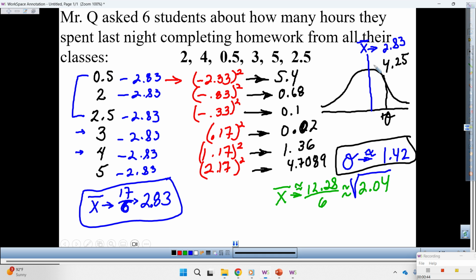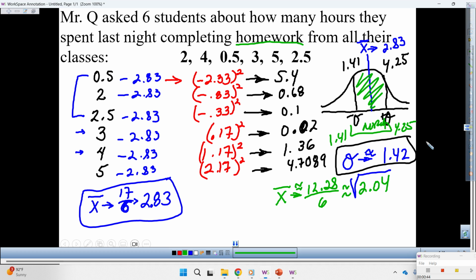Woo-wee. Let's go, Thomas. We got this. Go one standard deviation below. 2.83 minus 1.42 is 1.41. Is that correct? So that means this is the norm. Norm. So what does that mean, Mr. Q? That means, according to this problem, that the norm for students completing homework last night was from how many hours to how many hours? 1.41 to 4.25. That was the norm.